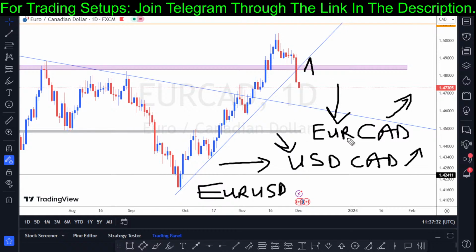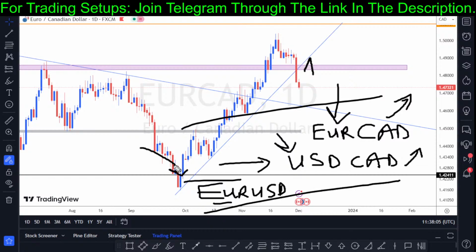So if Euro will be going down, it means Canada is stronger. The question you need to ask yourself is: is Euro going down against USD on the Euro USD currency pair? You have to give answers to this. Or is Euro going up against USD? These are the things you have to look out for. So if Euro is going down against USD, then it means USD is stronger than Euro. So this is one of the ways you have to combine currency pairs, currency correlation, if you are trading minor currency pairs.